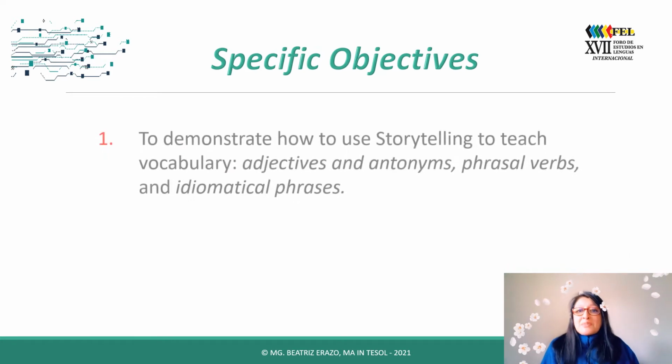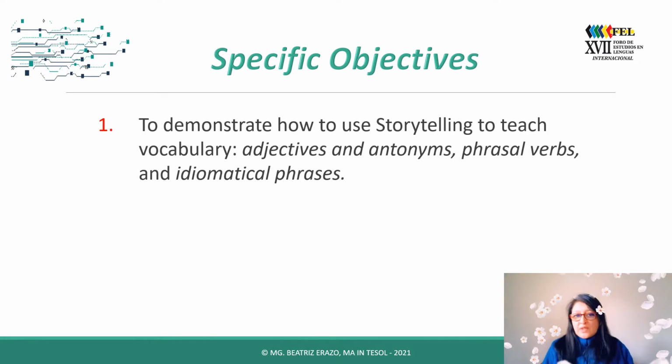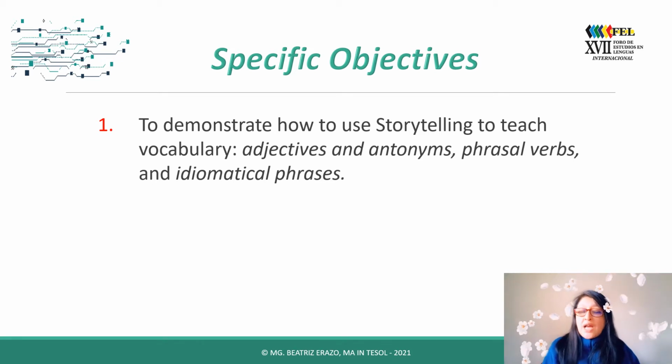So among the specific objectives that you are going to find in this presentation, the first one is to demonstrate how to use storytelling to teach vocabulary. And we are going to work on 3 specific examples: adjectives and antonyms, phrasal verbs, and idiomatic phrases regarding human body parts. As you can see, the first one could be applied for beginners, phrasal verbs for intermediate students, and idiomatic phrases for more advanced students such as yourselves.